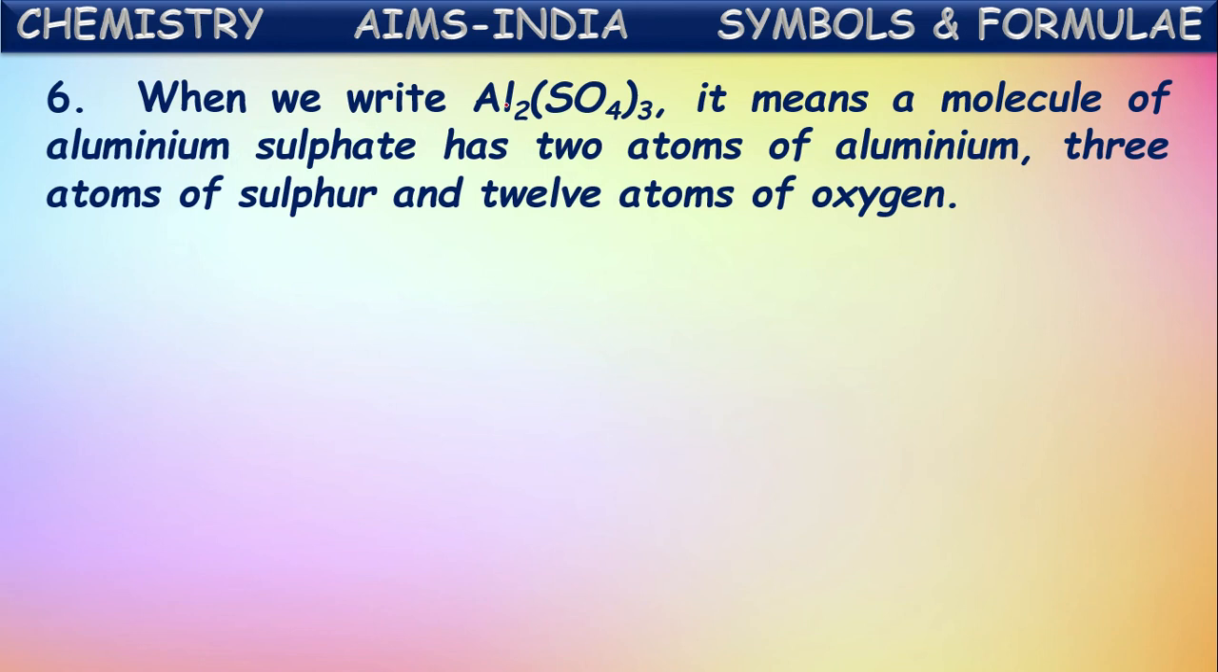So it represents two atoms of aluminum are present, and the atoms inside the bracket have 3 written outside. This 3 will be applicable for all the atoms inside. Now we can say 3 atoms of sulfur and 3 into 4, totally 12 atoms of oxygen are present in one molecule of aluminum sulfate. See here: 2 atoms of aluminum, 3 atoms of sulfur and 3 into 4, totally 12 atoms of oxygen are present in one molecule of aluminum sulfate. Okay.